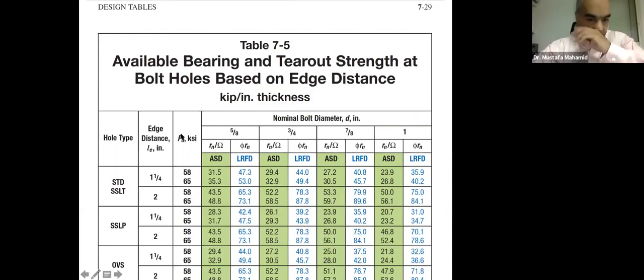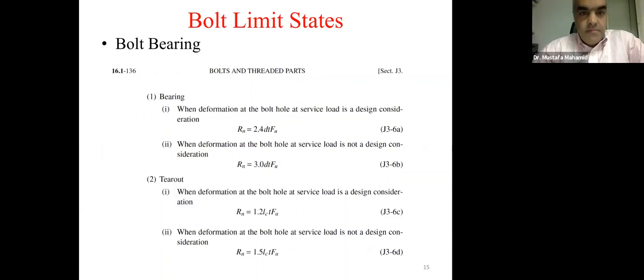Okay, so this is exactly the same thing. Here we have one thing, which is the edge distance, L sub E. Here the table is built on two common values, 1¼ inch or 2 inches. If you have something different, you can use the equation, of course, to calculate that. These tables are based on the equations that we discussed earlier. And here we have a snapshot from the AISC manual for the bearing and the tear out equations.